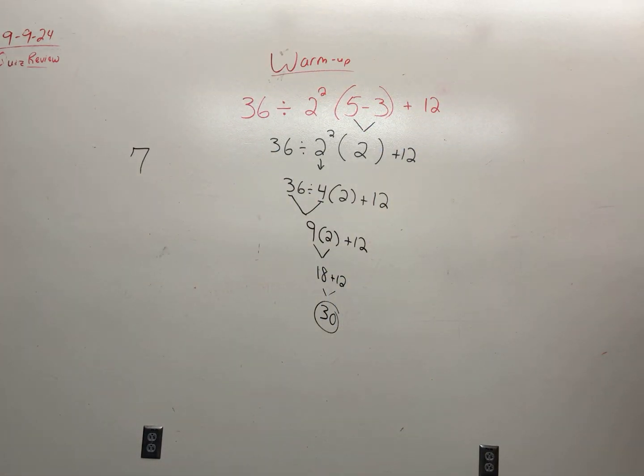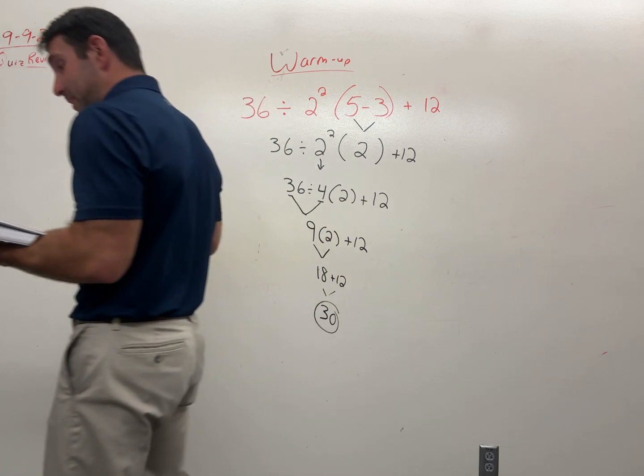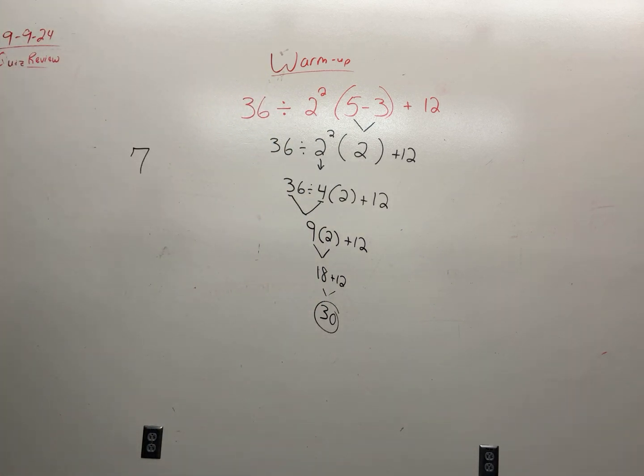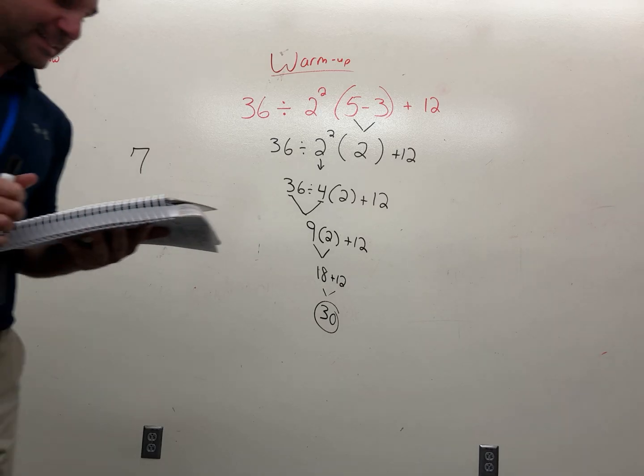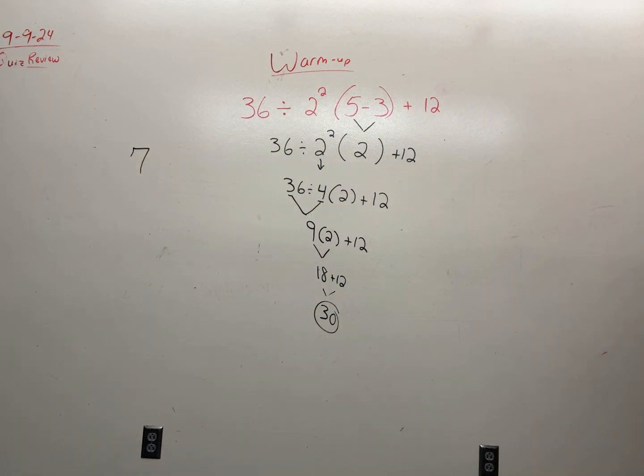Number 9 is 49. Number 10 is 14. Number 11 is negative 144. Number 12 is negative 13. 13 is 29. 14 I'm going to do, but it is 21. And 15 is negative 3.